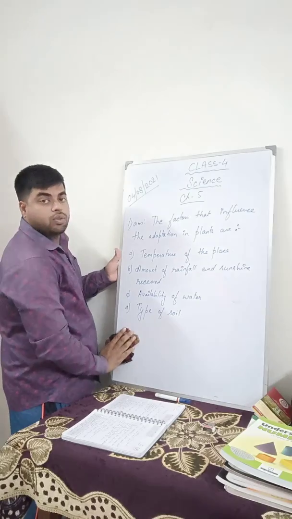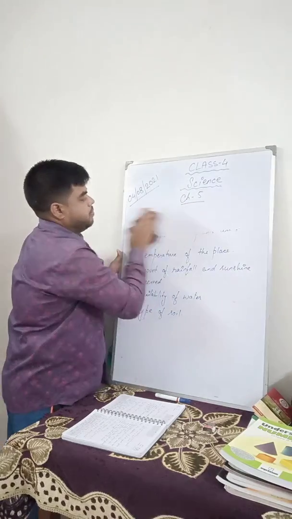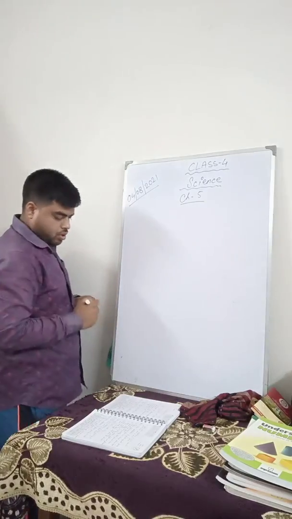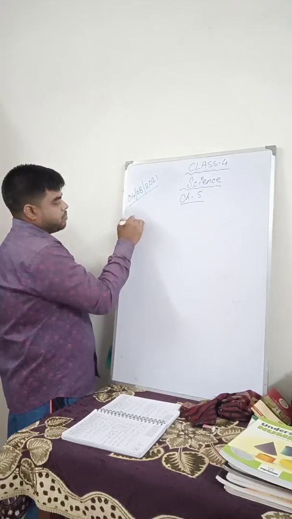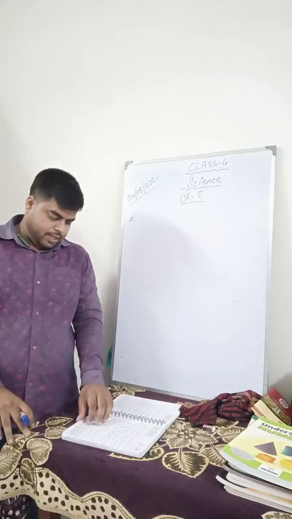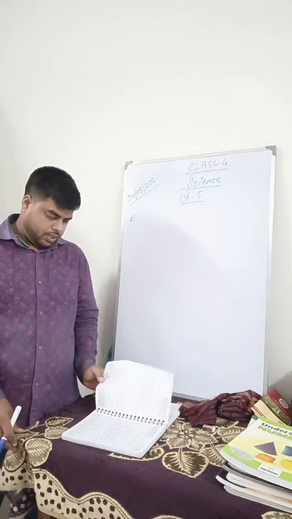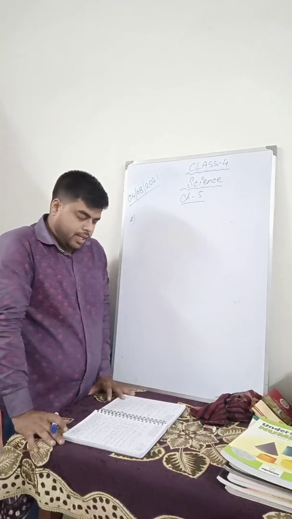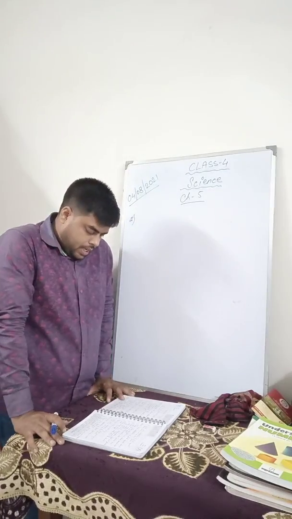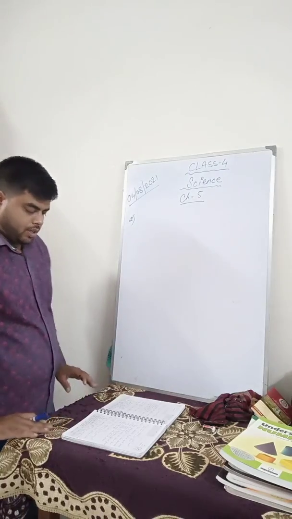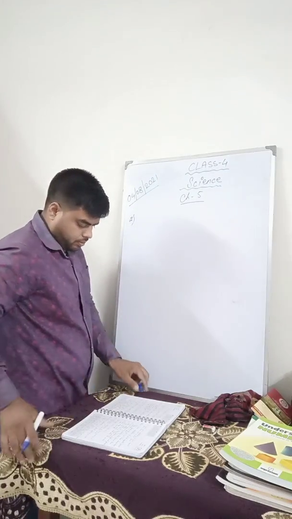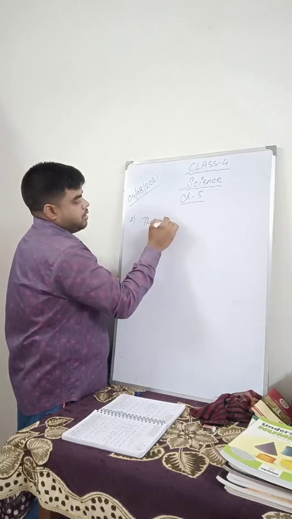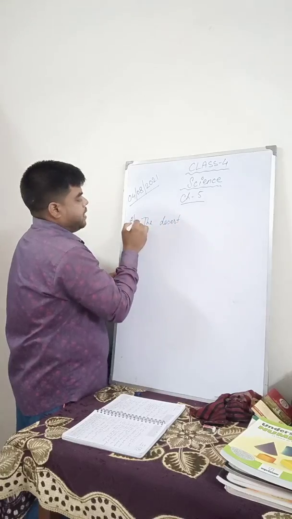So I'm erasing this so that we can move on to the next question. Question number 2. In question number 2 they have said, how do plants in desert adapt? And name some desert plant. So the desert plant, this is the answer.